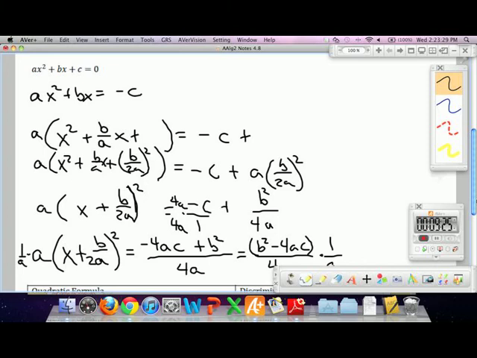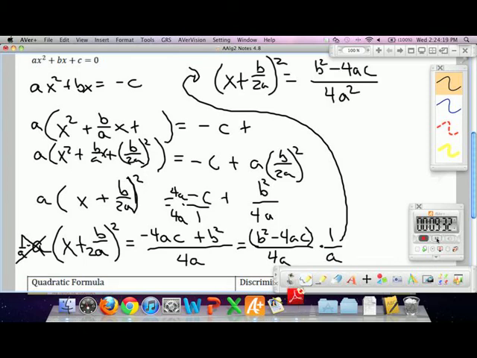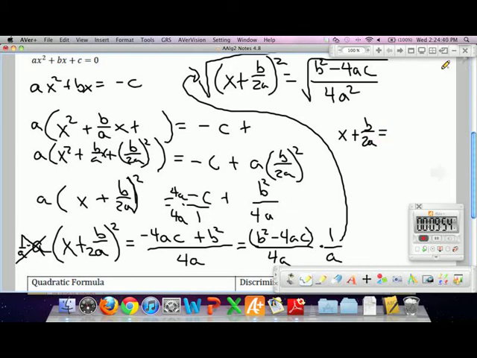We're getting there. What's the next thing you want to do to get x by itself? Square root it? Square root of both sides, and you get x plus b over 2a is equal to the square root of this side. We know where we want to head with this. You know what the quadratic formula looks like. So we really want the square root of b squared minus 4ac.